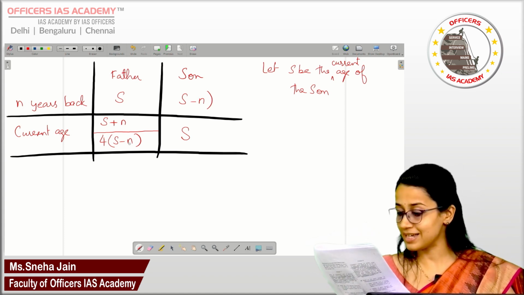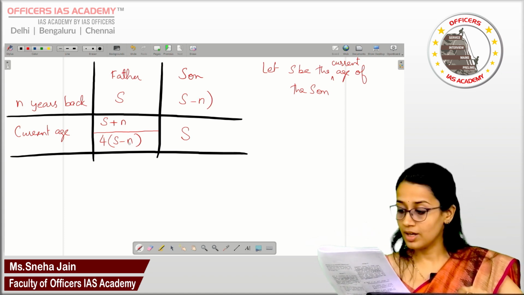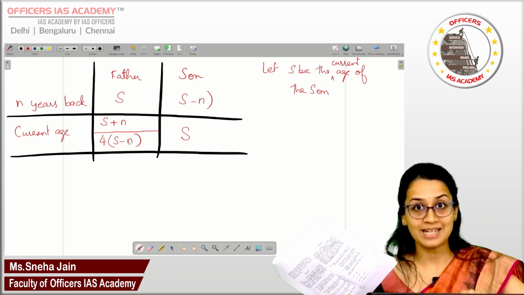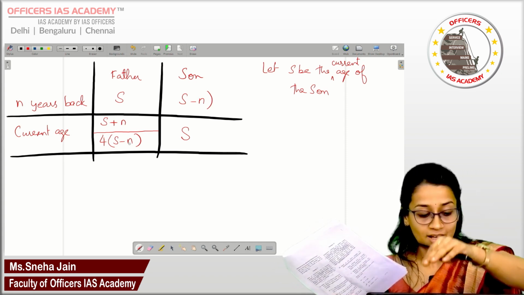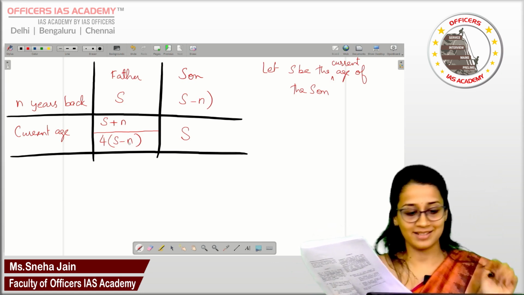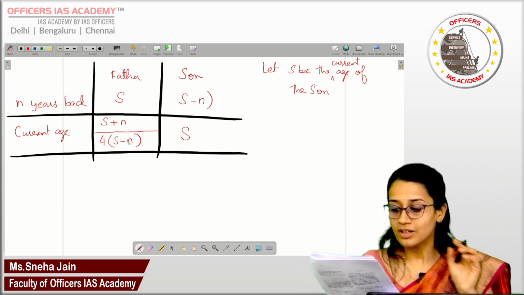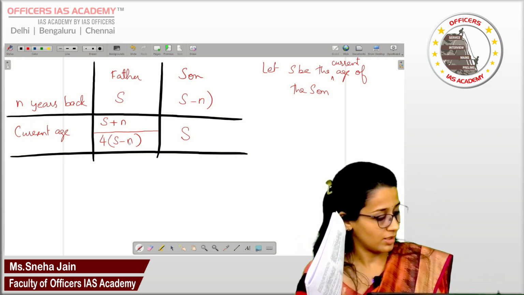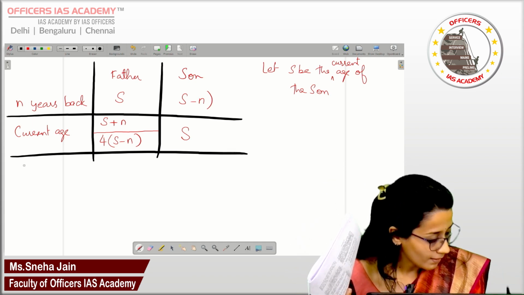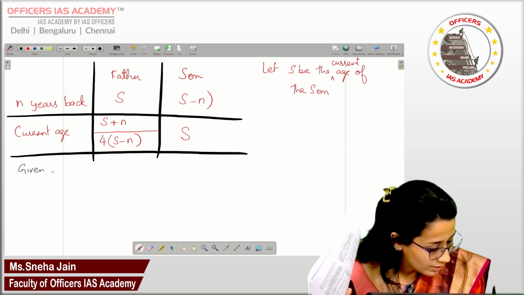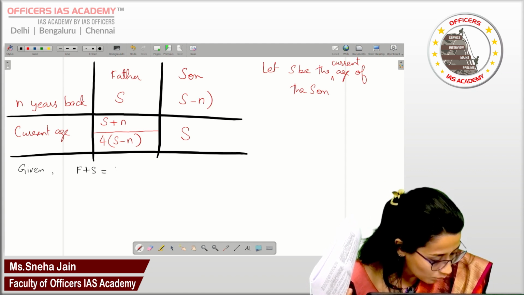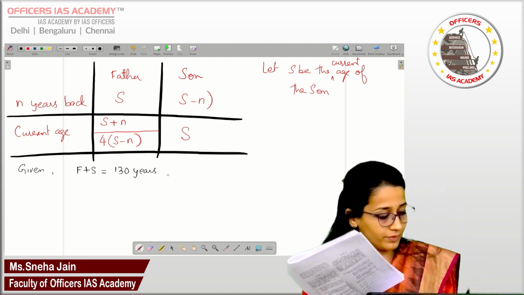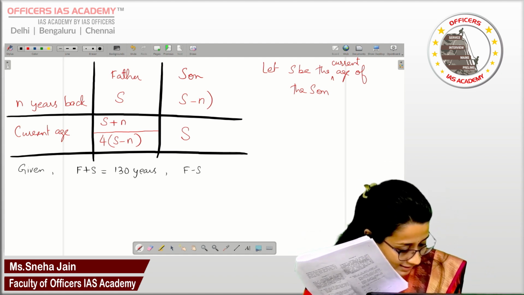And otherwise he says 4 times your age n years back. So current age is S. So S minus n is his son's age n years back. And the father's age is 4 times S minus n. Okay. What have they given? The sum of the present ages of father and son is 130 years. So this is given to us. Given father plus son is 130 years. And what is asked? Difference of their ages. Father minus son is how much?